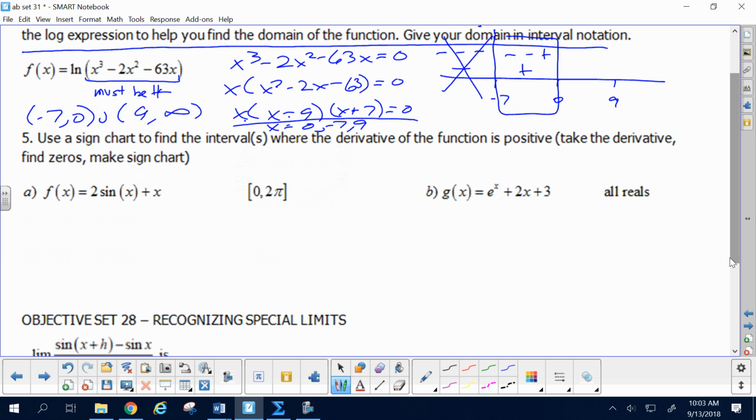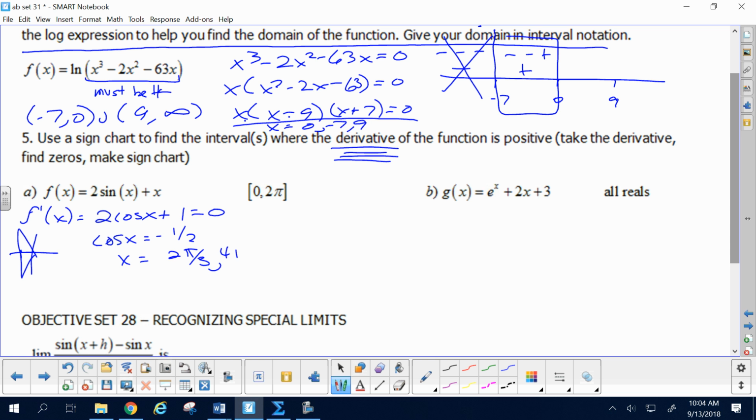This guy, it's asking you to sign chart the derivative, not the function, the derivative. So the first thing you should be doing is taking the derivative, 2 cosine of x plus 1 equals 0. Find the zeros. Cosine of x is -1/2 at, hopefully your trig skills are solid, 2 pi over 3 and 4 pi over 3. And then sign test from 0 to 2 pi over 3 to 4 pi over 3 to 2 pi.